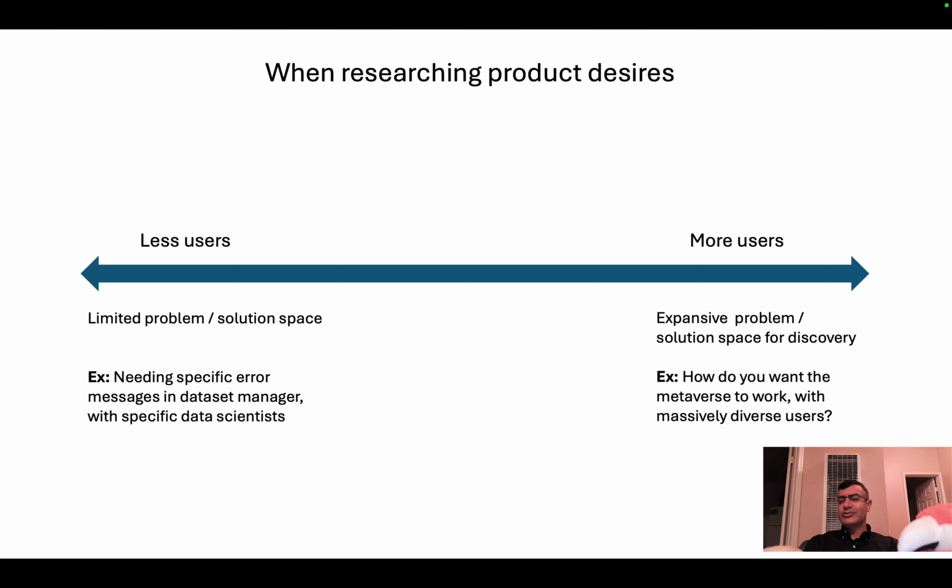Sure, Mr. User Researcher Bunny, I'd love to. When you have a limited problem or solution space, you need fewer users, see to the left of this number line, because there are fewer options to explore. For example, asking users for ideas when they need a specific error message in a dataset management program with very specific data scientists. Towards the right, when you have a more expansive problem space, you would need more users. This is like asking users all across America, so a diverse set of users, what they would want in the metaverse.